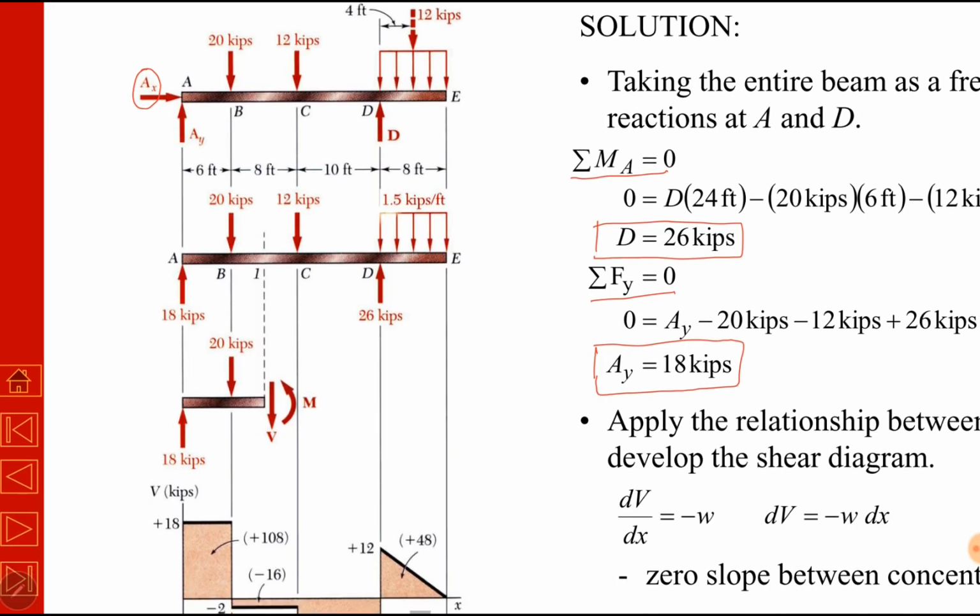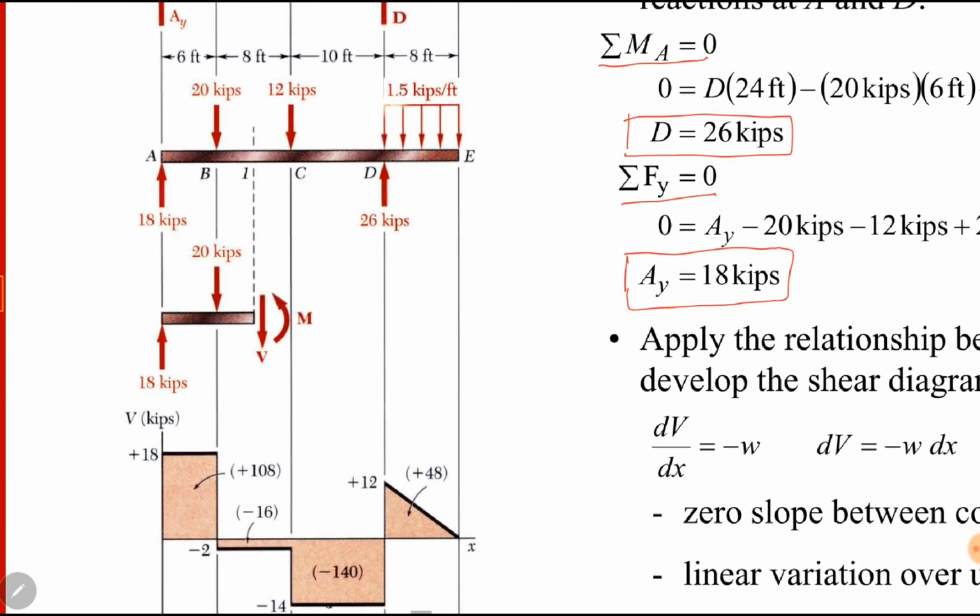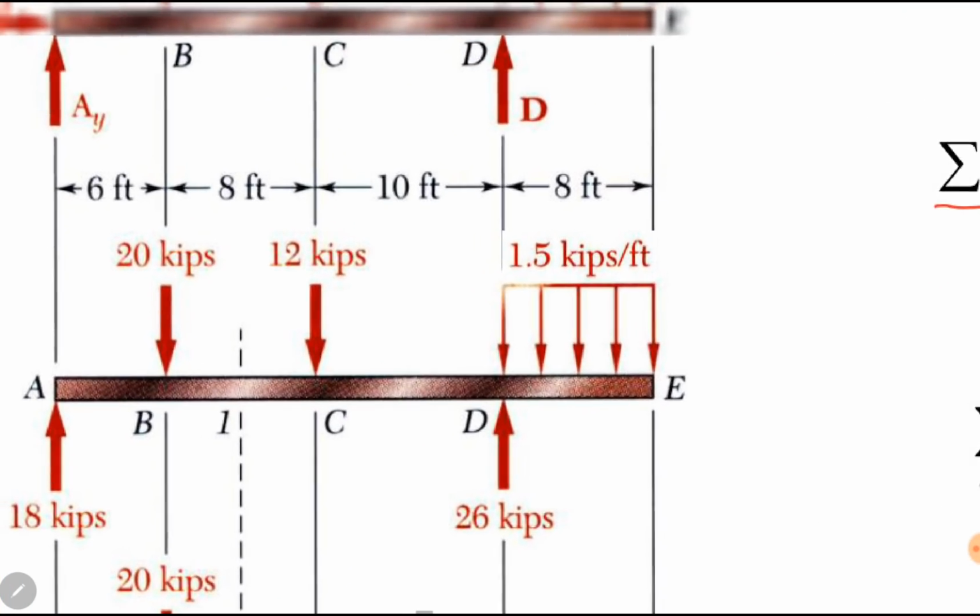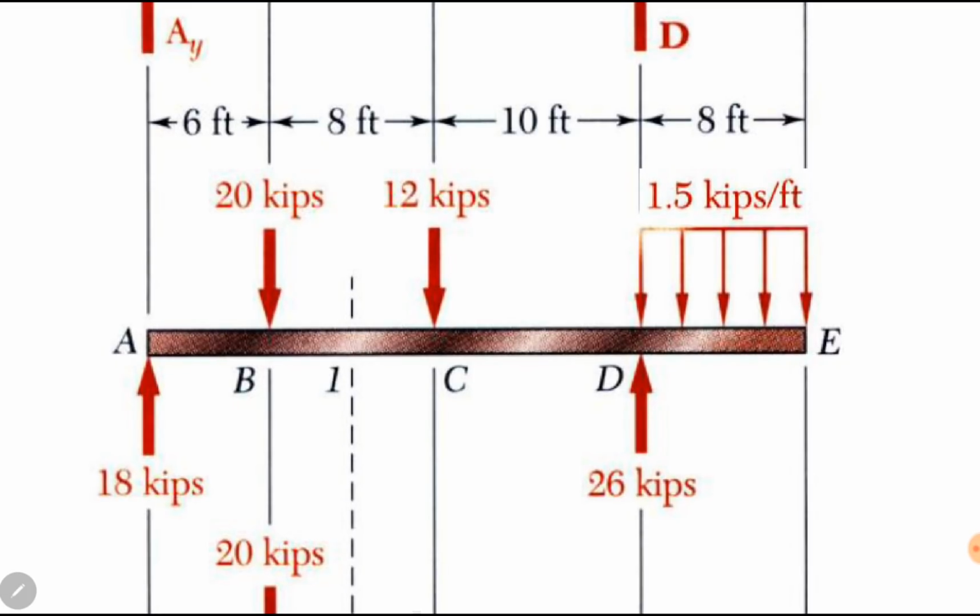Okay, here is the free body diagram. This one. At point A, we have a concentrated force. Again, at point B, there is another concentrated force. At point C, there is a third one. At point D, there is another upward concentrated force. And from D to E, we have distributed loads.